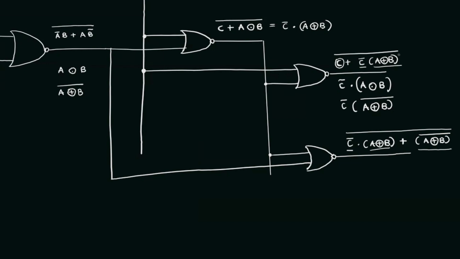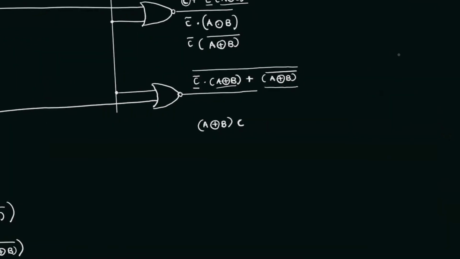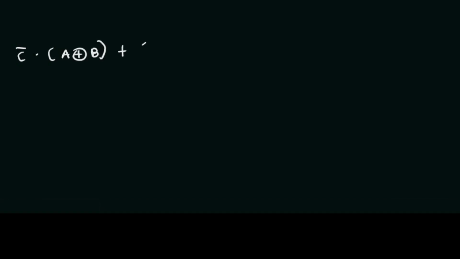So what will happen if we change the C with A XOR B whole thing bar? Think about it. We will get A XOR B into C. That's it. If you don't understand, we can simplify that also. No worries. So here we have C bar into A XOR B plus A XOR B whole thing bar.